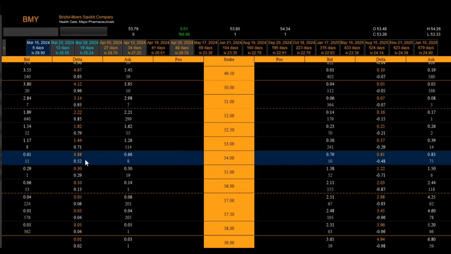If you look at it over here, you add up the delta on the call and the delta on the put. It miraculously comes to 100. It's always going to come out to 1. So this tells you what the delta is on Bristol Myers. Okay, so those are what you're looking for. That's the information you want.